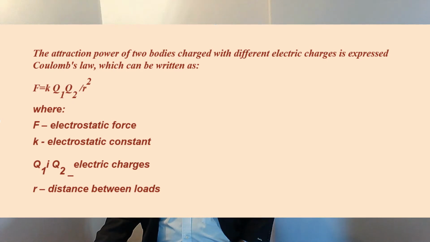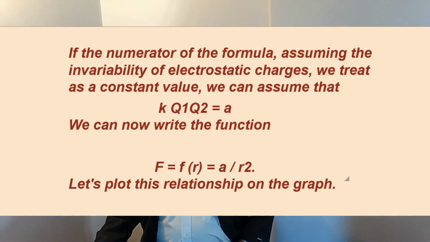The attraction power of two bodies charged with different electric charges is expressed by Coulomb's law, which can be written as F equals k q1 q2 over r², where F is the electrostatic force, k the electrostatic constant, q1 and q2 electric charges, and r the distance between charges. Assuming the invariability of electrostatic charges, we treat the numerator of the formula as a constant value, so we can assume that k q1 q2 equals A. We can now write the function F equals f(r) equals A over r². Let's plot this relationship on the graph.